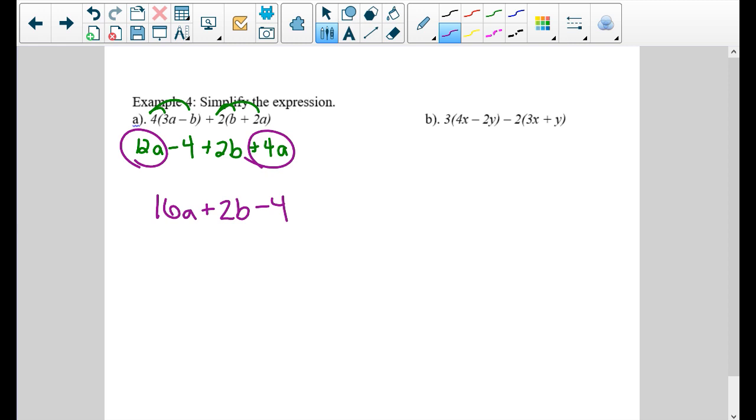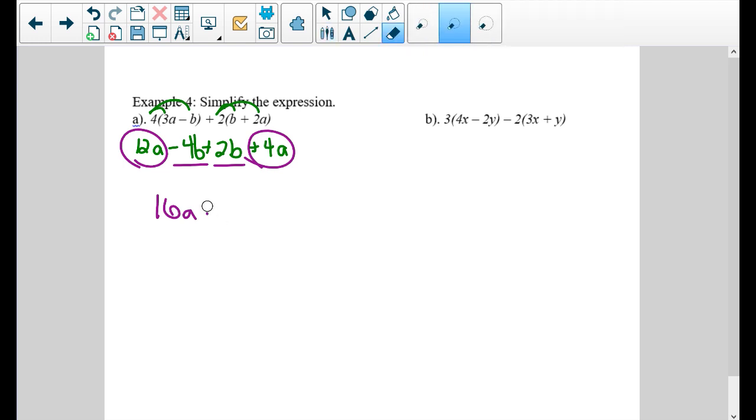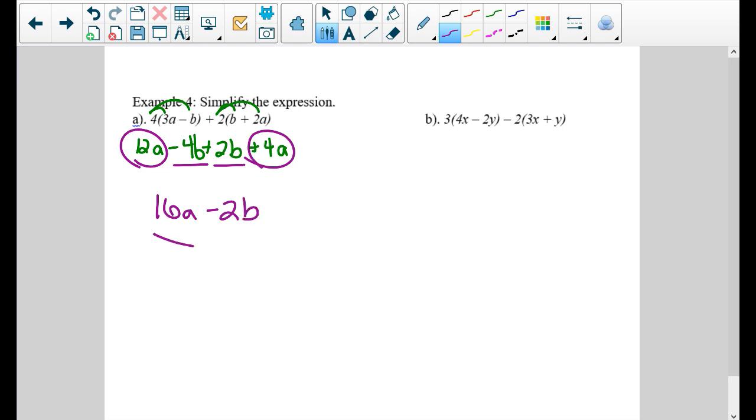Shouldn't that be a negative 4b? Oh yeah. Yep. Sorry. This should be a b. Now we can combine our b's, right? Negative 4 and a plus 2, so I have minus 2b. Sorry, my fault. If I make a mistake, just let me know.